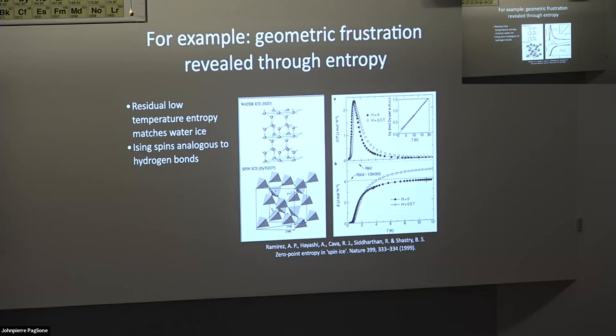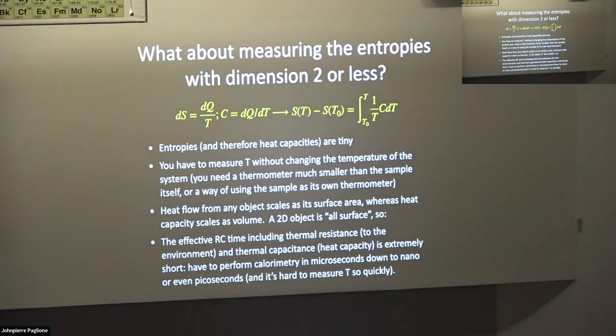But I want to now change directions, and talk about how to measure entropies in low dimensions, so not in crystal dimensions. We have this technique for measuring entropies, which is you measure heat capacities as a function of temperature, and you integrate them up. But there are several problems if you're trying to measure the heat capacity of a low-dimensional system. If you don't have that third dimension to stack millions or billions of atomic layers on top of each other, then the entropies and heat capacities are very tiny, a very hard quantity to measure.